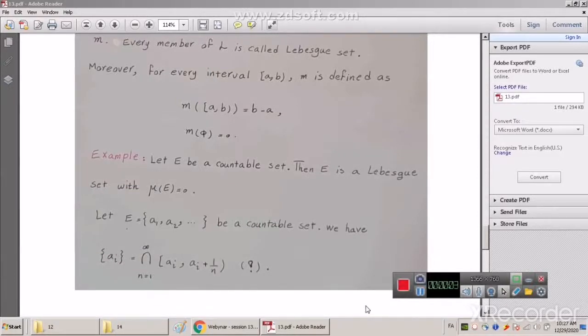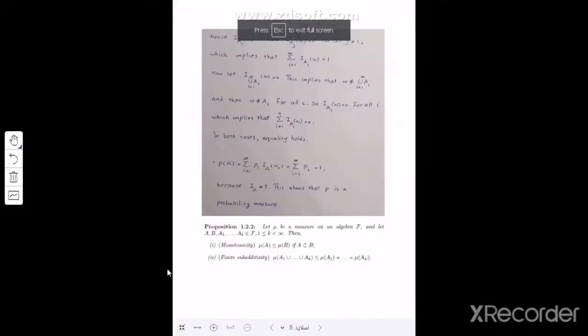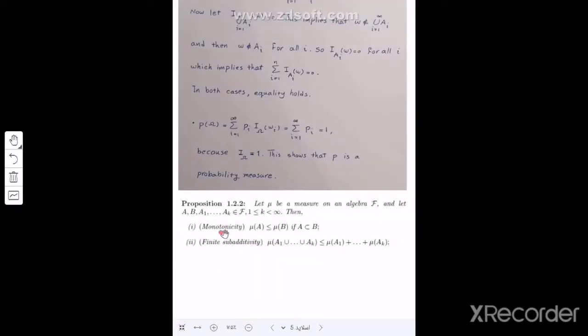Let E be a countable set. Then E is a null set, with mu of E equal to 0. In this proposition, you see two properties of mu.